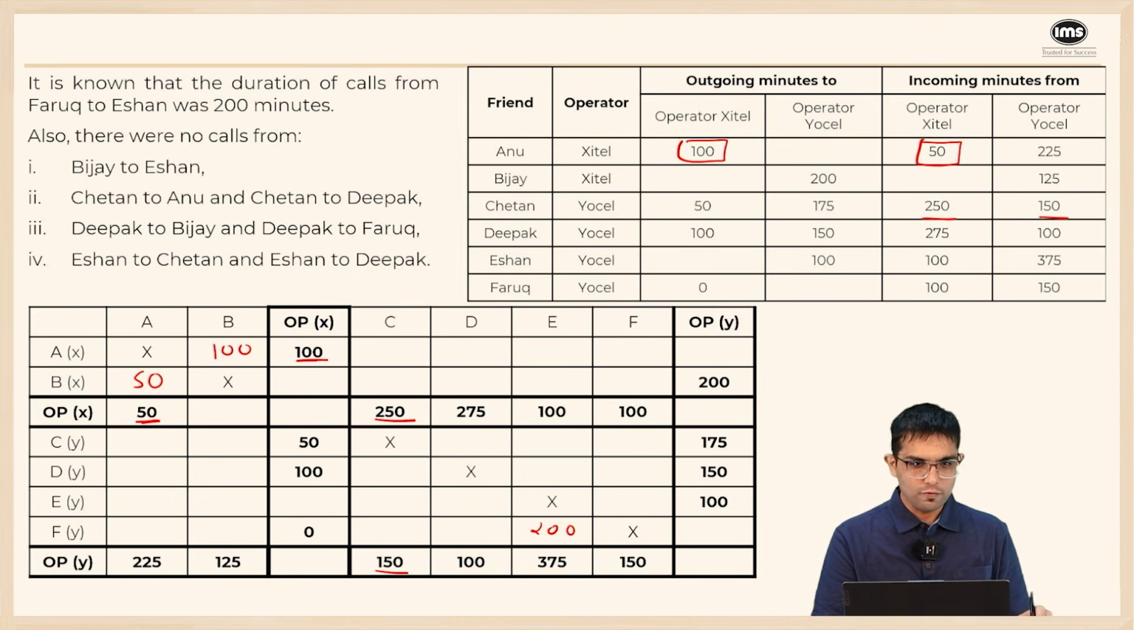Now there were no calls from B to E, so B does not call to E. This is 0. If this is 0, total is 100, so this has to be 100. C to A was 0. C to A is 0. Now total is 50, so this has to be 50.